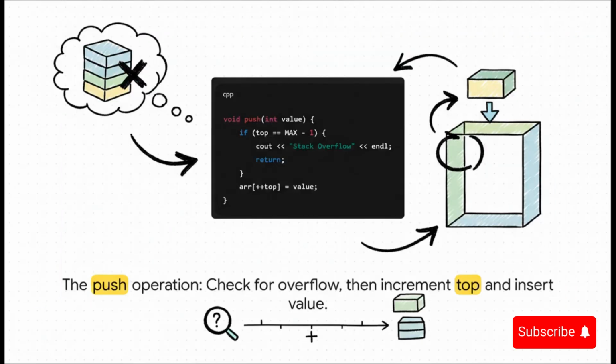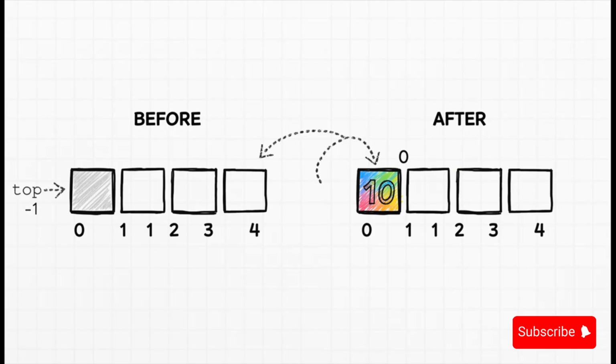Let's look at the push operation. You can see the very first thing we do is that safety check. The if statement makes sure we're not overflowing. Assuming we've got room, the magic happens in 2 quick steps. First, we increase top by 1, so it points to the new open spot. Then, we just drop our new value into that spot in the array. That's it. Simple, clean, and efficient. And here's what that actually looks like. If our stack was empty, top was at -1.